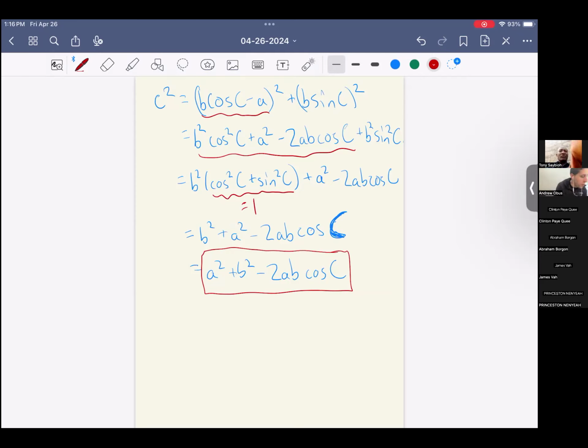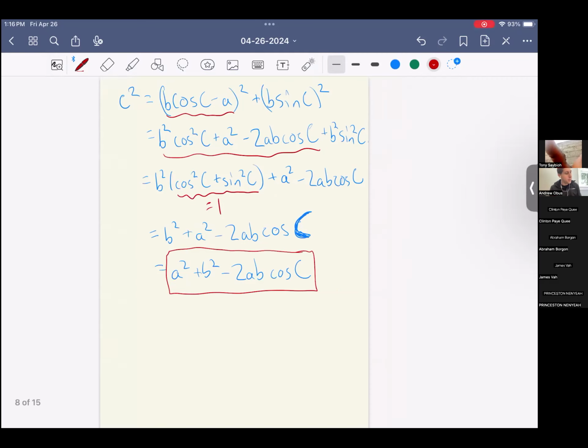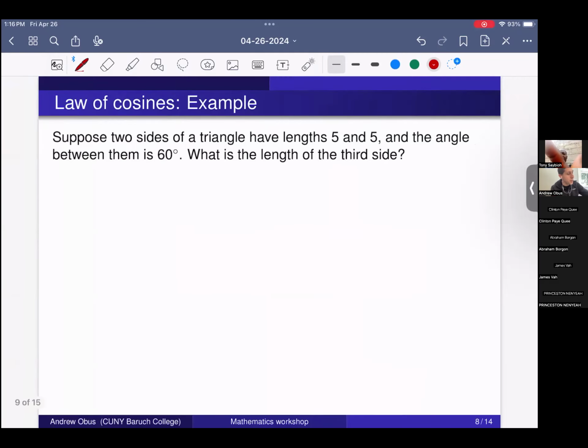Okay, so c squared equals a squared plus b squared minus 2ab cosine c, right? Okay, so let's do an example. Suppose two sides of a triangle have length 5 and 5, and the angle between them is 60 degrees. So write it like this, 5, 5, and 60 degrees. What is the length of the third side? We'll call this c, right?